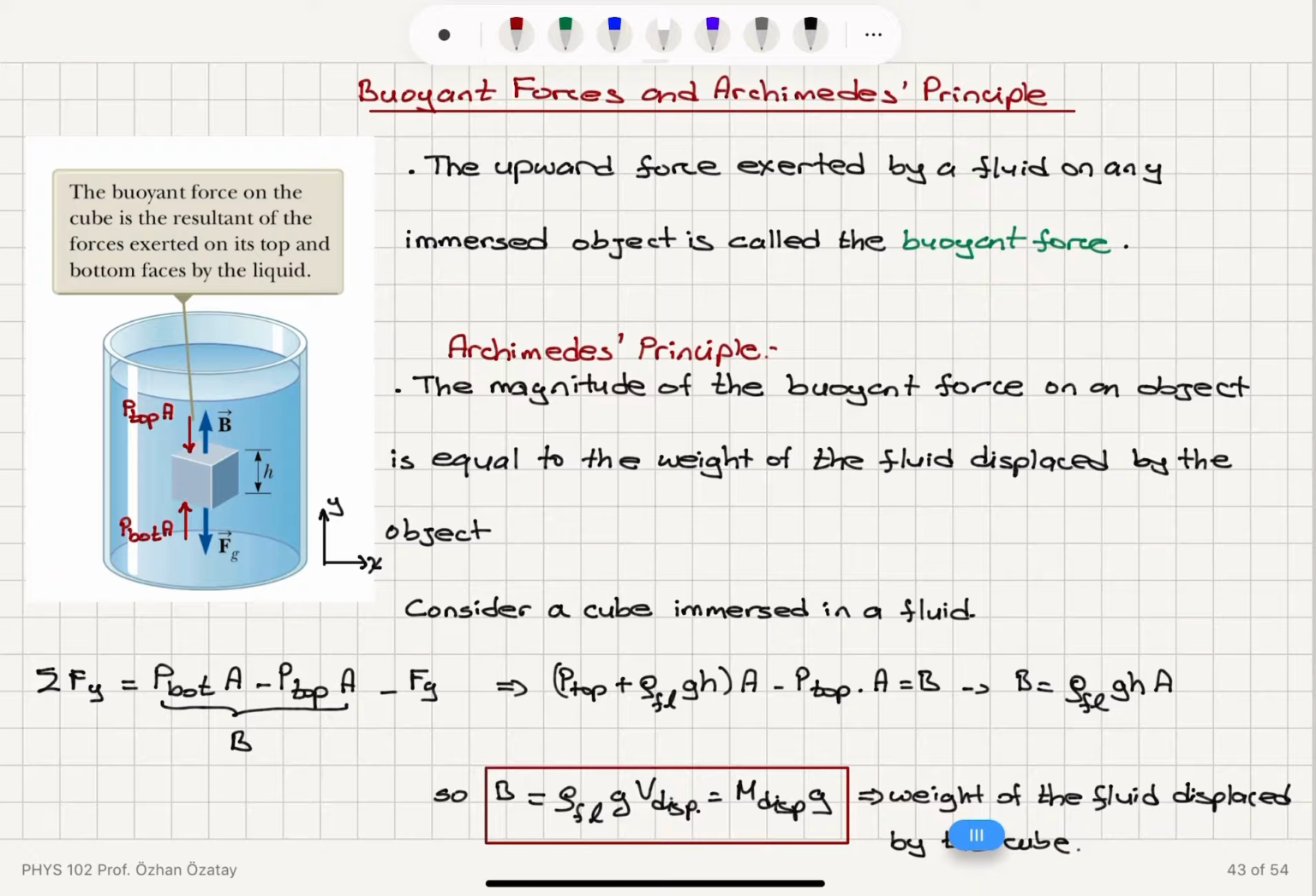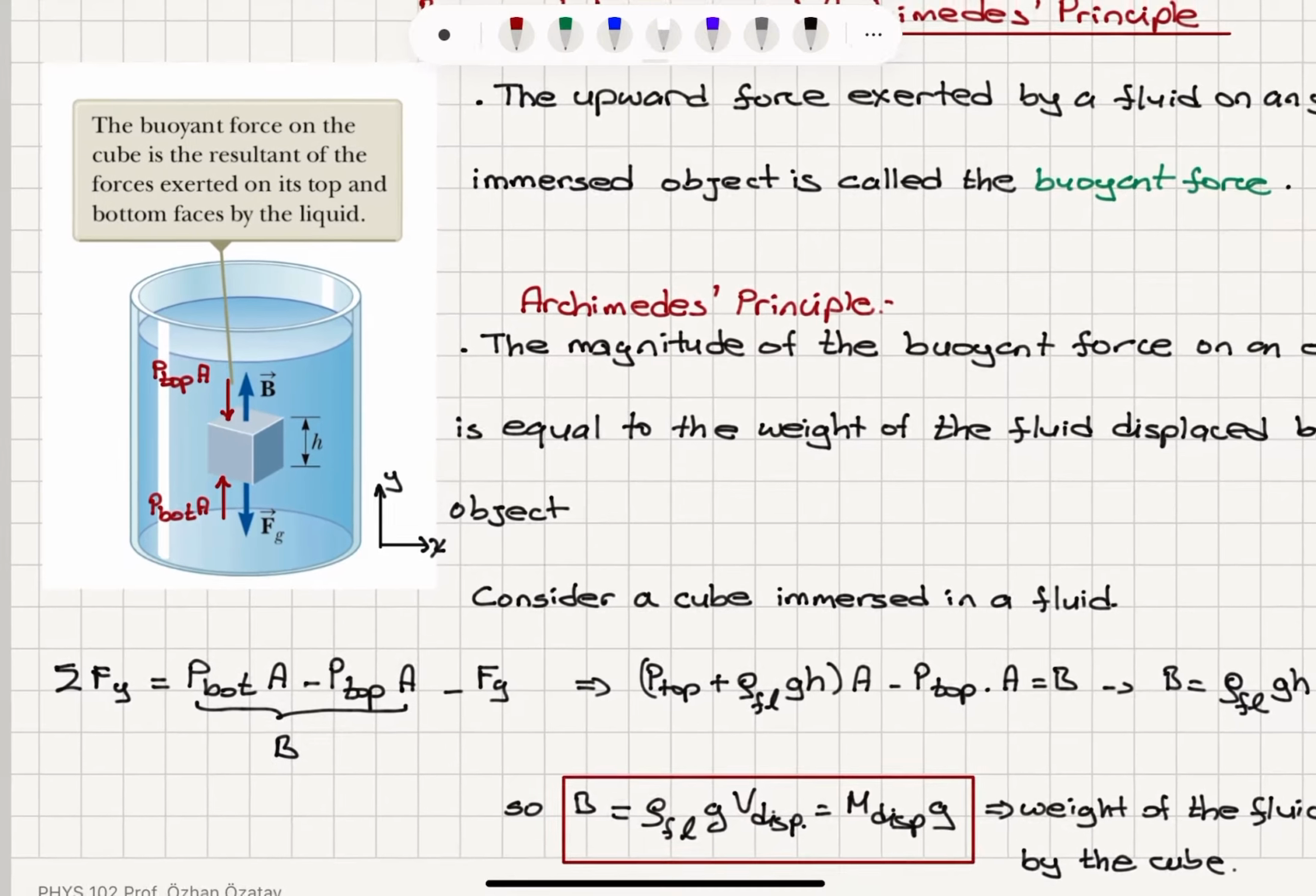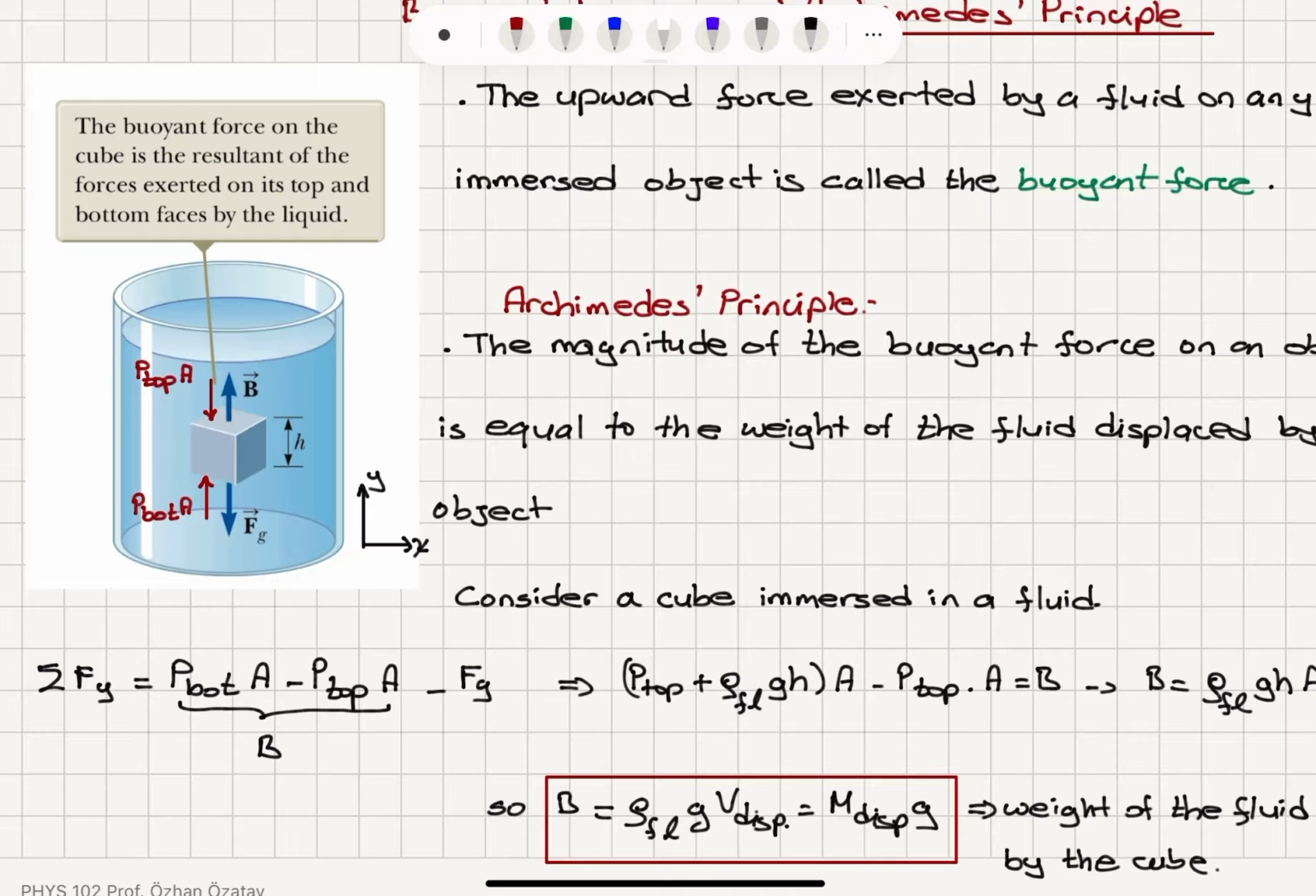So the magnitude of the buoyant force on an object is equal to the weight of the fluid displaced by the object. That's Archimedes' principle, and let's see how that works. For this cube that is immersed in the fluid, if we write the net force on the y-axis, P bottom times A is pointing up, P top times A is pointing down, and the gravitational force is pointing down. This pressure difference times the area A is our buoyant force.